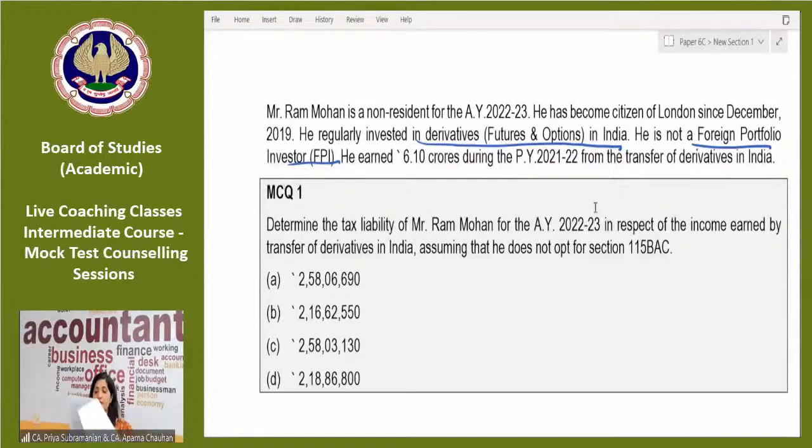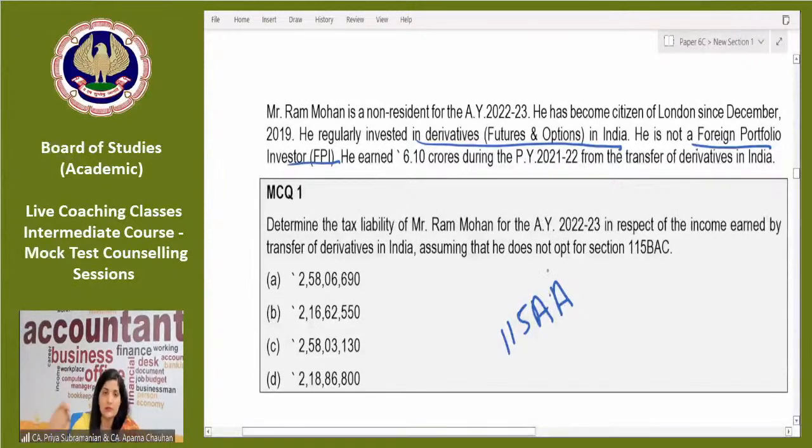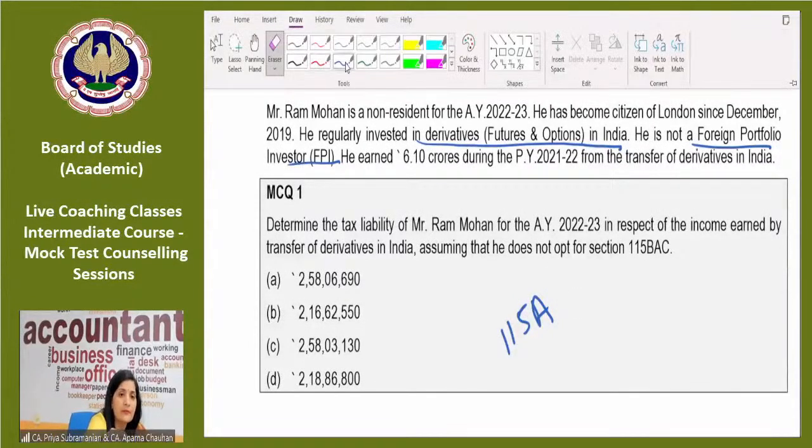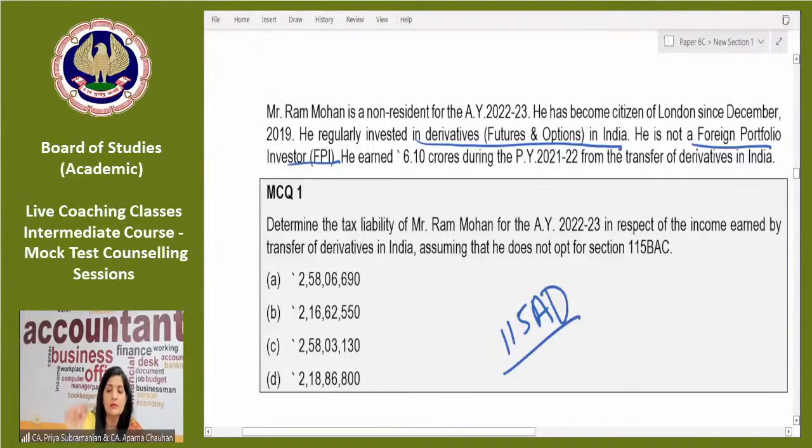How does it make a difference? Because in case of an FPI, section 115AD deals with the taxability of FIIs. It specifies certain rates for taxability of certain incomes in respect of FIIs. FII includes FPI. So, in case he is an FPI, the taxability would be determined in accordance with section 115AD, whereas he is not an FPI, right? So, in that case, normal tax rates have to be applied. The tax has to be computed applying the normal slab rates.